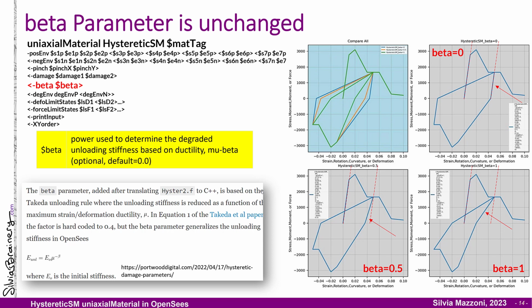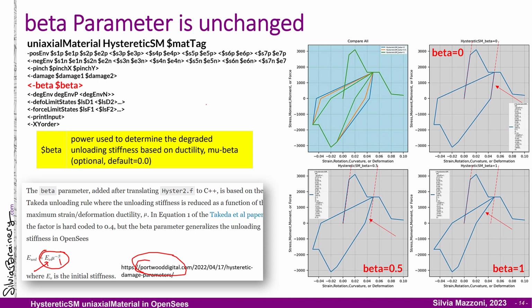What the beta parameter does, again, here it is from the Portwood Digital blog. He talks about how it's based on mu, which is ductility, to the power of beta, and that's the beta that you are dealing with right here, okay? So that defines the unloading stiffness as a function of the elastic stiffness. So if you set beta equal to 0, which is the default value, this exponent is 0, and therefore the unloading stiffness is the same as the elastic loading stiffness, which is always a good place to start, okay?